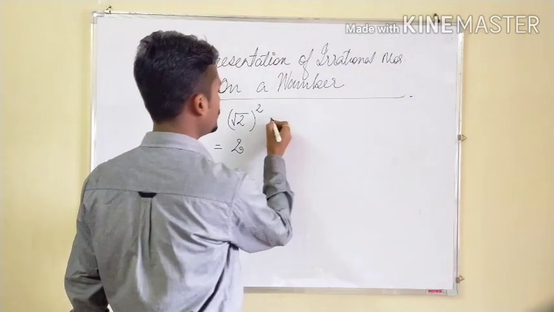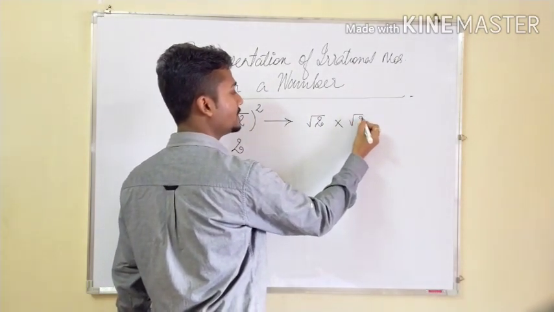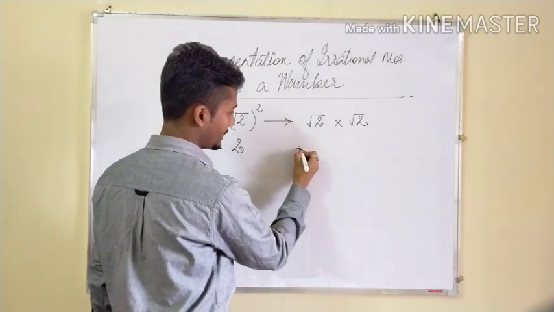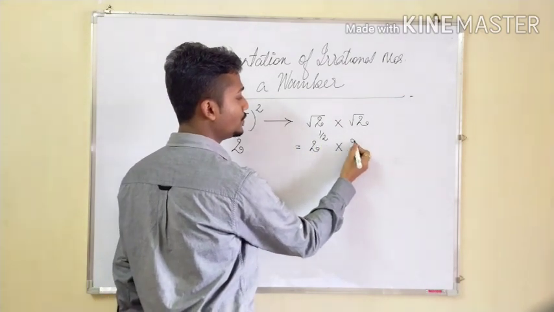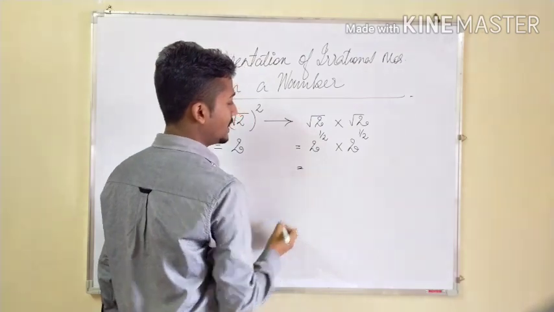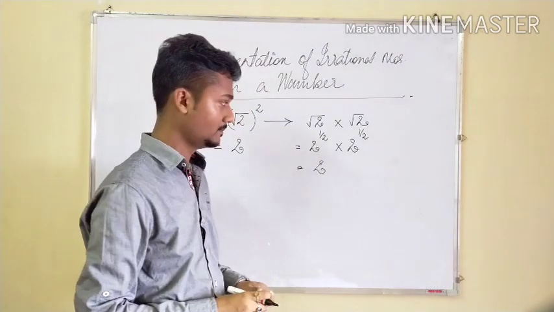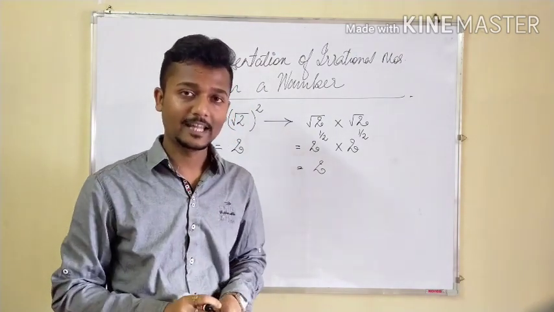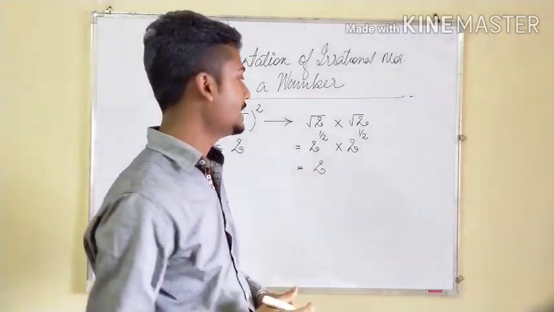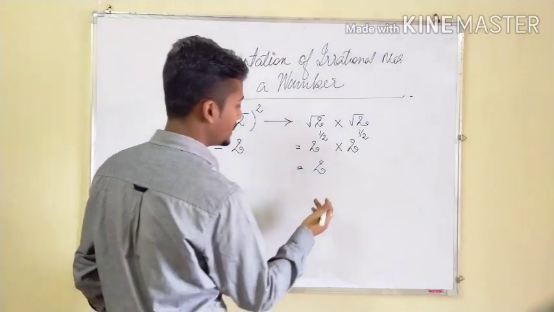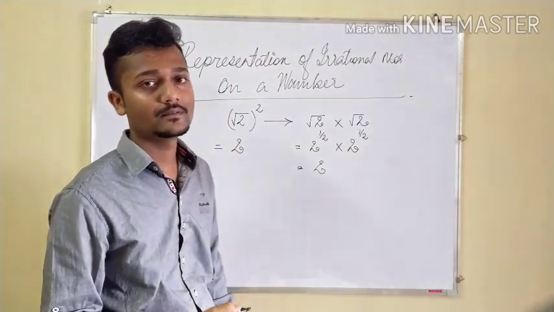Let us see. Root 2 means what? Root 2 square means what? Root 2 into root 2, isn't it? Yes. Root 2 means what? 2 to the power half into 2 to the power half is equal to... now laws of indices you have studied in your previous class, class 8. Class 9 also there is a concept which is based on laws of indices, laws of exponent. So this year also you have to do certain questions related to laws of exponent.